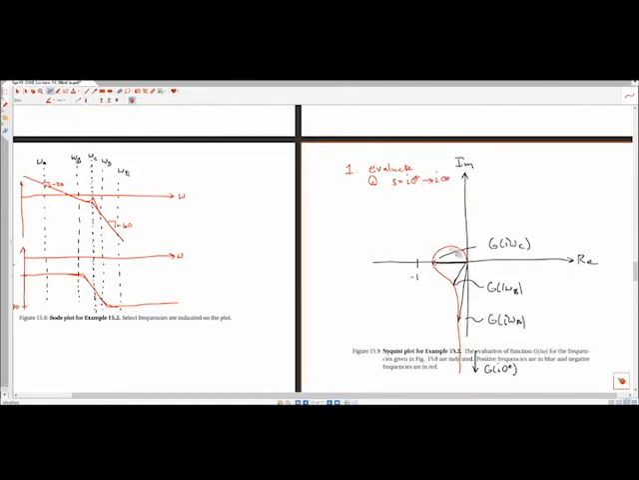So this would be G of i 0 to the right half plane, all the way to G of i infinity. So as frequency goes to infinity, magnitude goes to 0, but the phase angle never goes past negative 270 degrees.